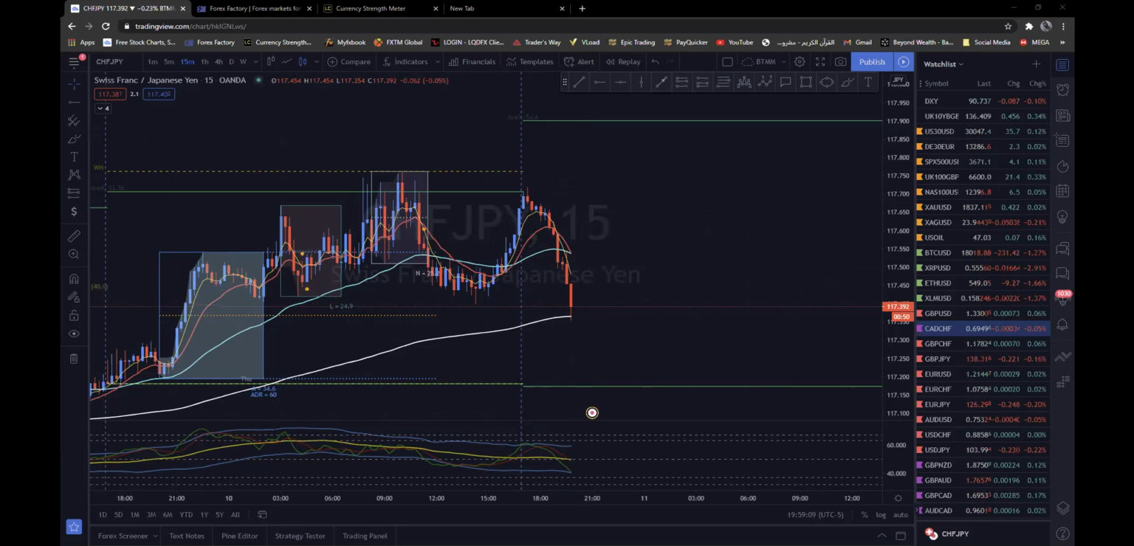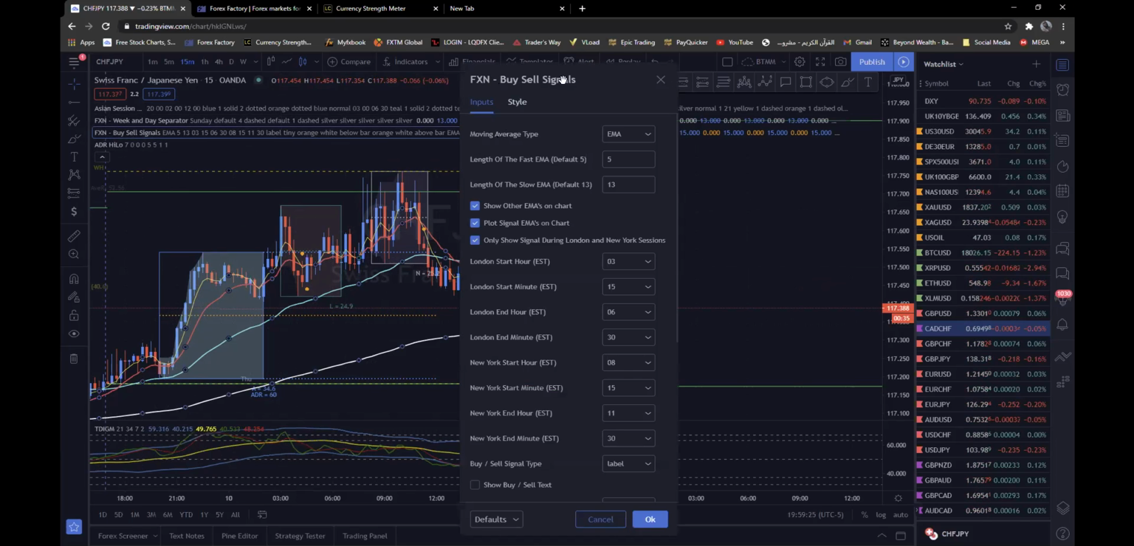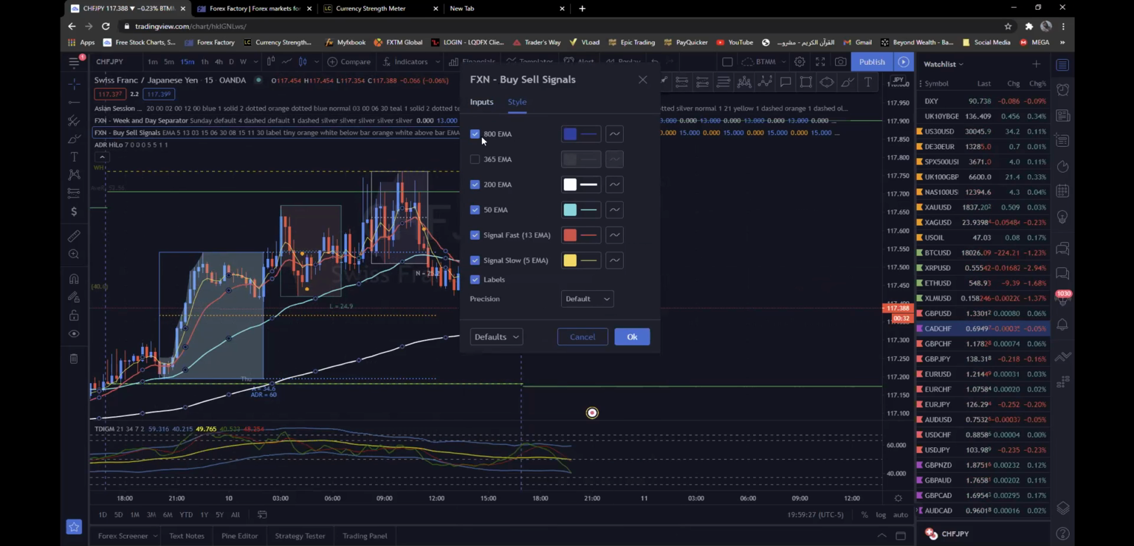5, 13, 50, 200, 800. There you go. Yep. 5, 13, 50, 200, and 800. But like I said, to make it easy on you, if you put this indicator in, the FXN buy sell signal, it'll automatically have those EMAs on there for you. 800, 200, 50, 13, and 5. And if that wasn't cute enough, it still gives you that indicator that the 5 and the 13 are crossing. There you go.